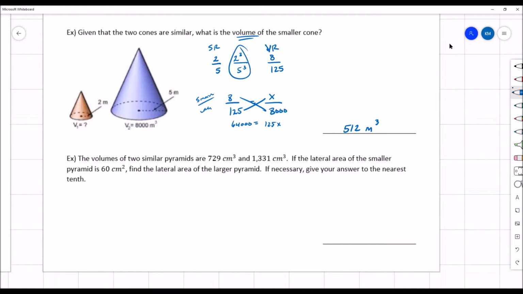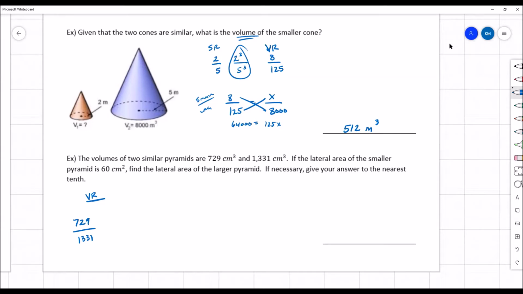Next problem. It says the volume of two similar pyramids is 729 centimeters cubed and 1,331 centimeters cubed. If the lateral area of the smaller pyramid is 60 centimeters squared, find the lateral area of the largest pyramid. If necessary, give your answer to the nearest tenth. So here's how we start. We start knowing the volumes of both of these figures. We're given the volume ratio, and that's 729 over 1,331.